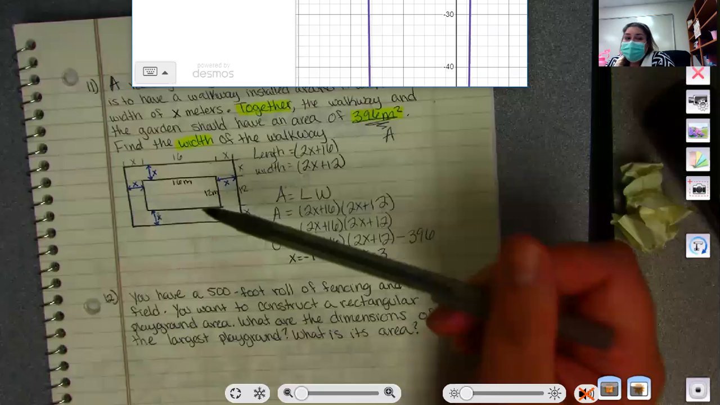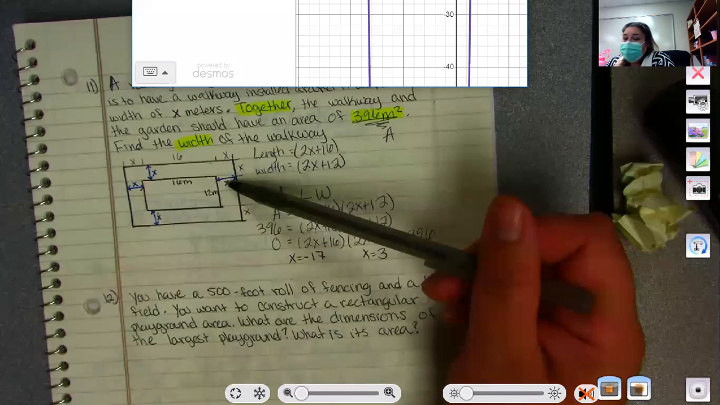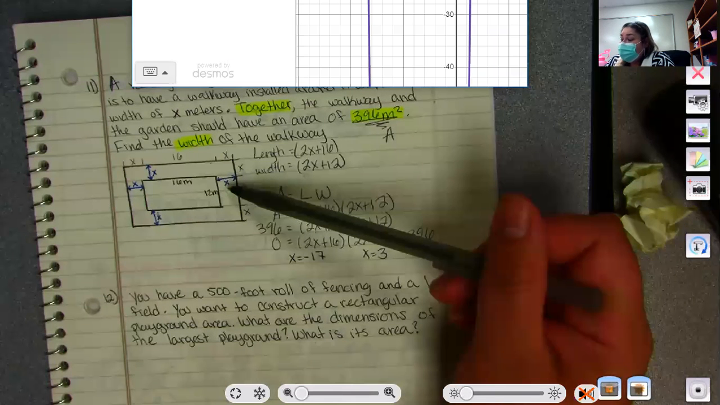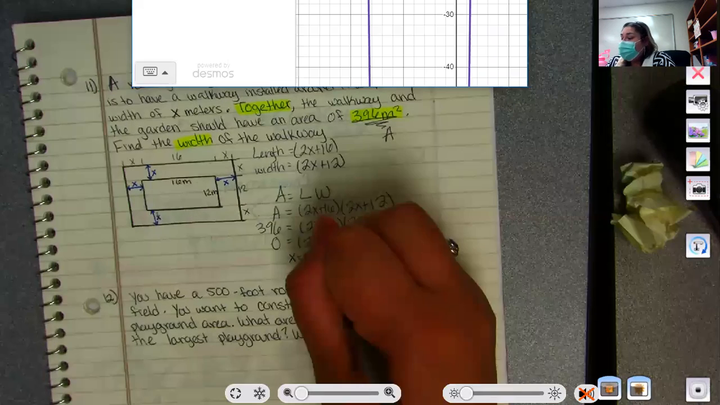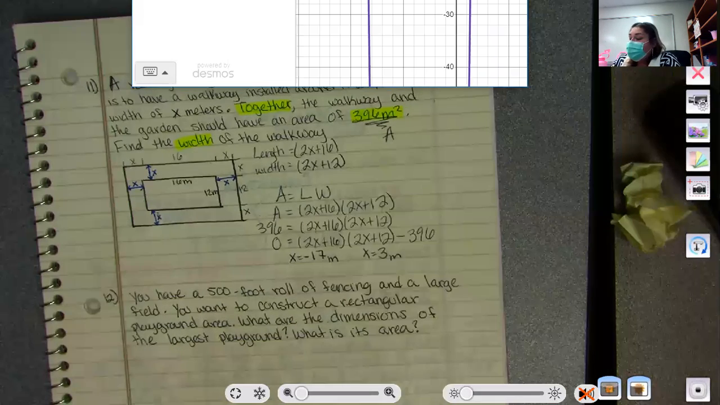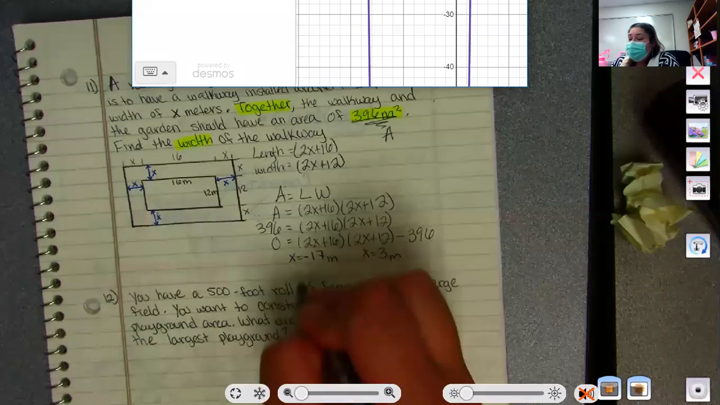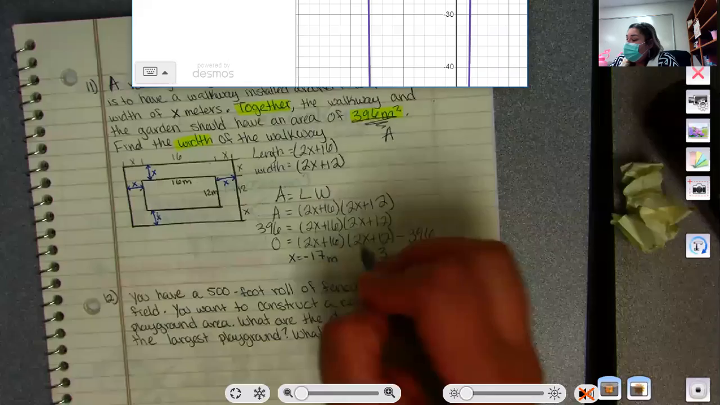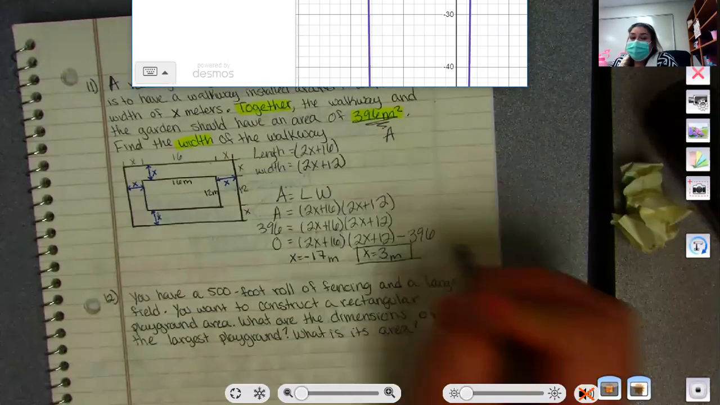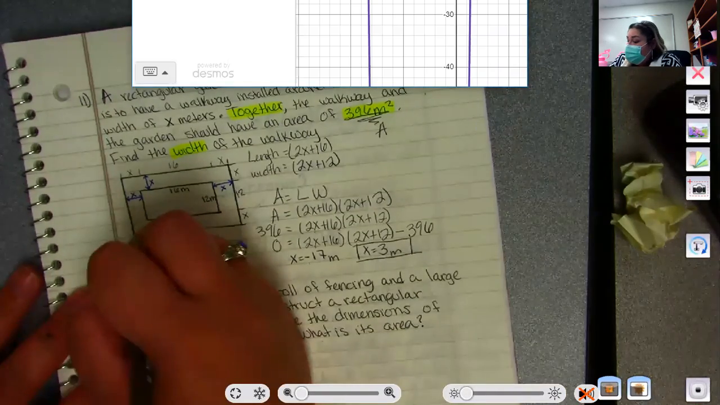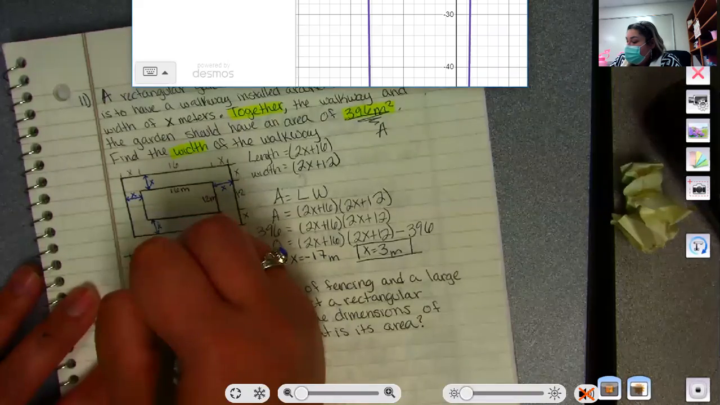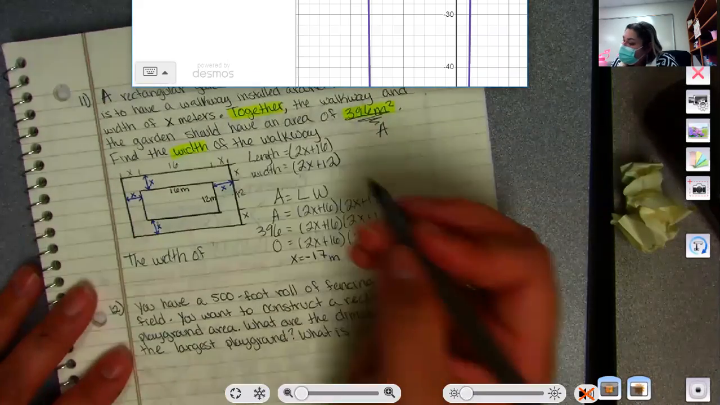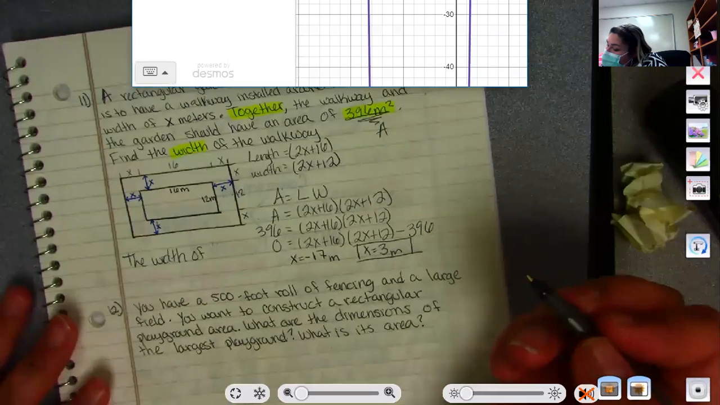Can the width of a walkway be -17 meters? Because that's what we're dealing with, meters. No, that's unrealistic. This is not realistic in the context of the problem. So your only solution is going to be 3. So the width of the walkway is 3 meters.